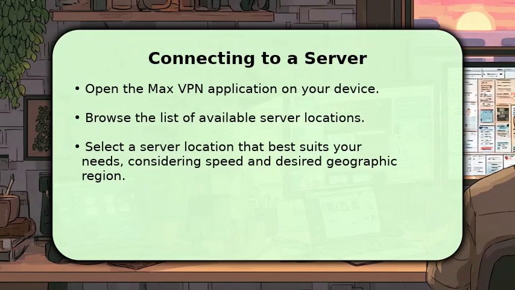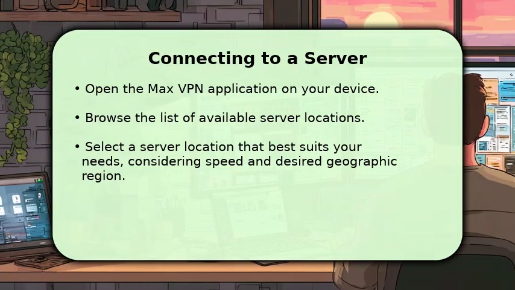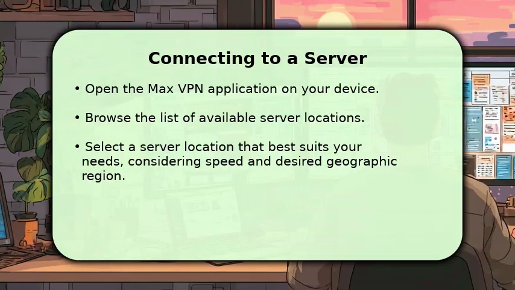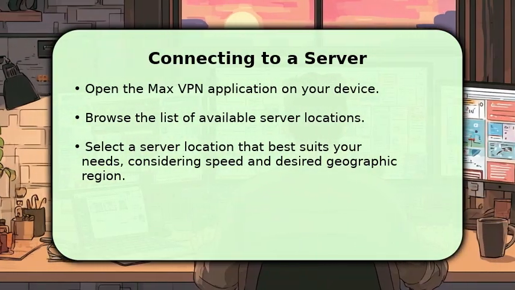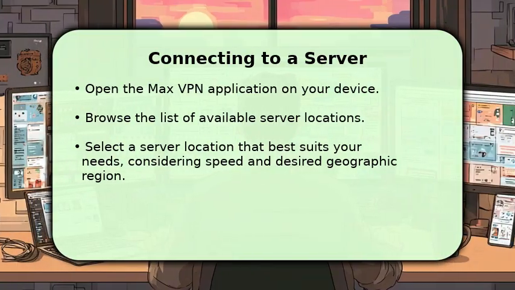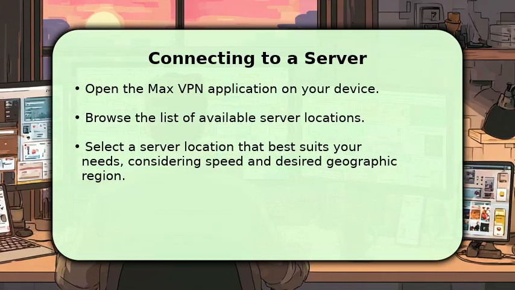After logging in, you'll see the main interface. To connect, simply browse the extensive list of available server locations. You might choose a server in a different country to access geo-restricted content or one nearby for optimal speed. Once you've made your selection, click the prominent Connect button.